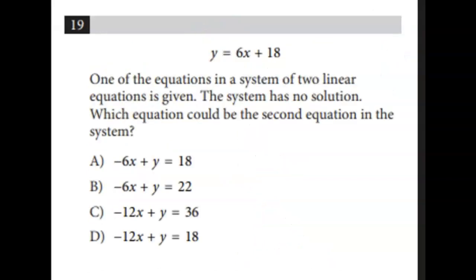All right, number 19. One of the equations in a system of two linear equations is given. The system has no solution. Which equation could be the second equation in the system?